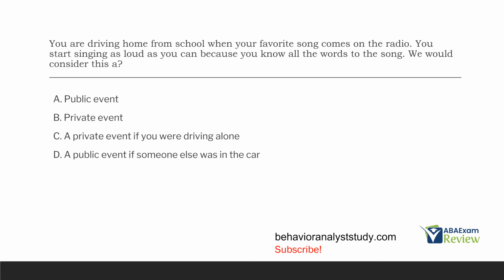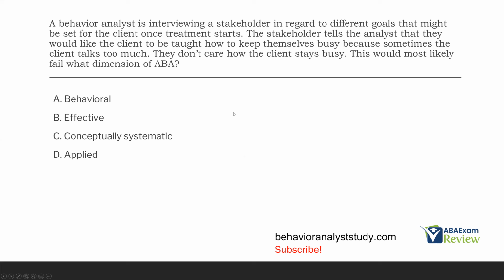So C, a private event if you are driving alone, and D, a public event if someone else is in the car. Those are there just to confuse you. A public event is a public event is a public event, just like a private event is a private event is a private event. Even if you're driving home alone on an empty country road, if you're singing out loud, that is considered a public event because it is observable and it is measurable.